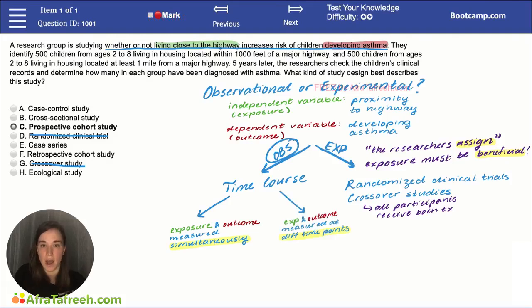Studies where exposure and outcome data are measured simultaneously include case reports and case series, where participants with the outcome of interest are followed over time.